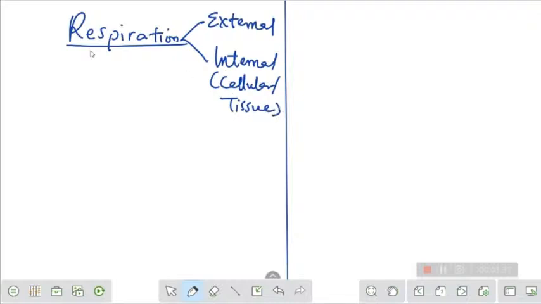Most of us, when they ask us what the types of respiration are, we are going to say anaerobic and aerobic respiration. That's wrong. If they ask you what the types of respiration are based on the presence or absence of oxygen, you can say that. And even that, it will be under internal respiration. But external respiration has to do with breathing.